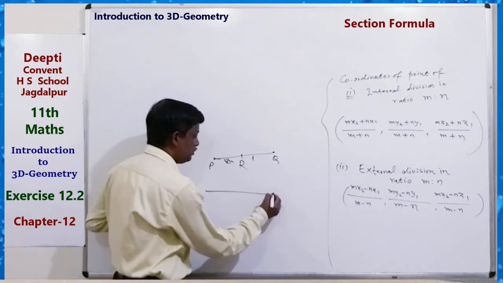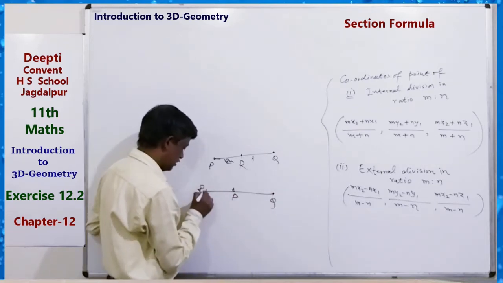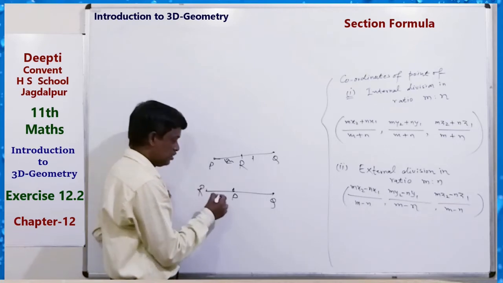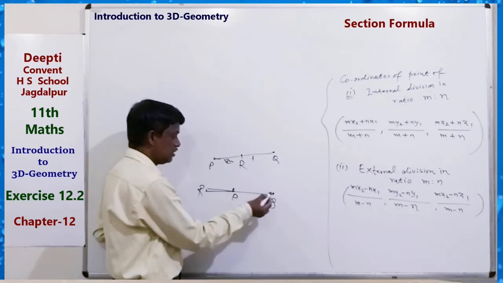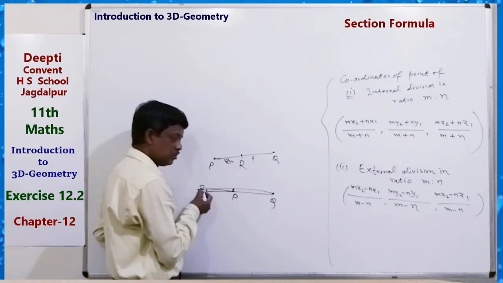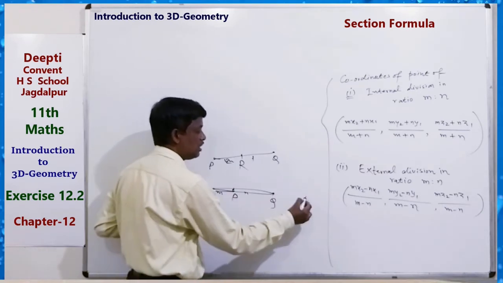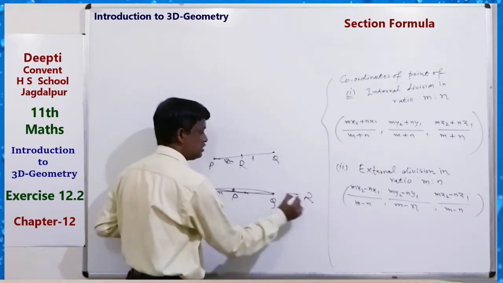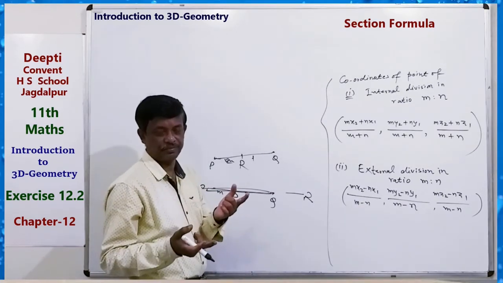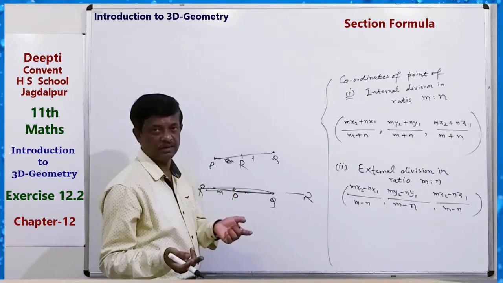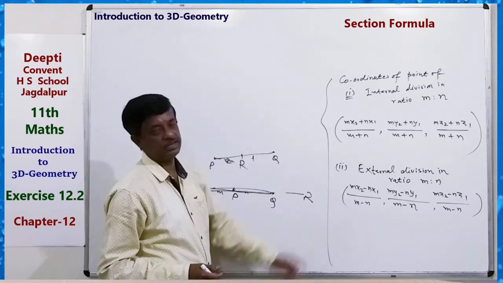If here is P, here is Q, and R is here, external. So this is PR and this is QR. This is m, this is n. And also if R is here, then this is n. So in the case of external division, you just use minus n in place of n. So this is the external division.